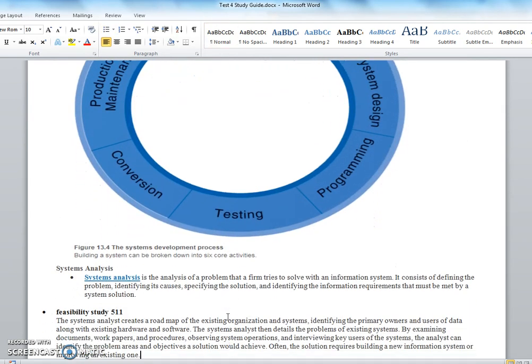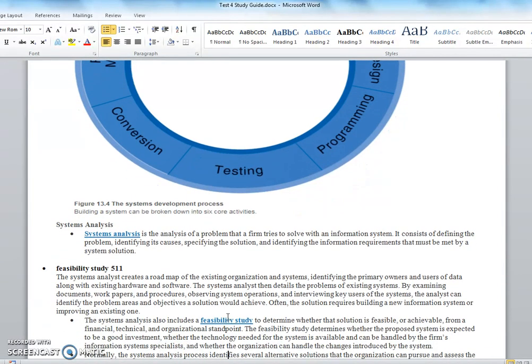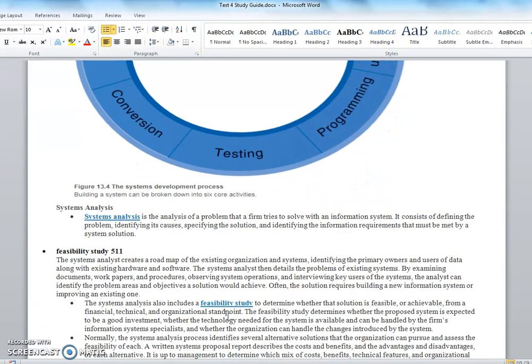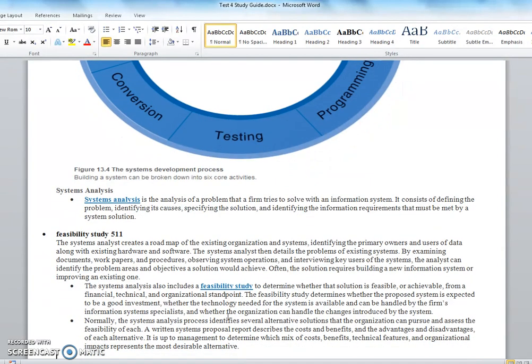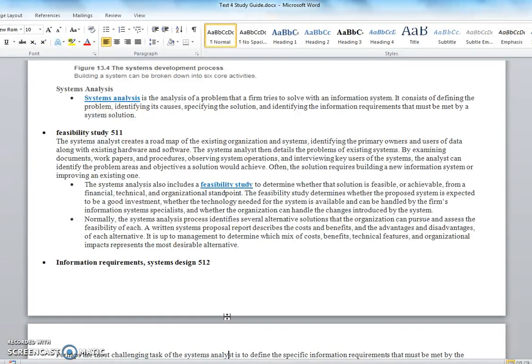Systems analysis is the analysis of the problem that a firm tries to solve within IS. It consists of defining the problem, identifying its cause, specifying the solution, and identifying the information requirements that must be met by the system solution. So that is systems analysis: the analysis of a problem that a firm tries to solve within an information system. It consists of defining the problem, identifying its causes, specifying the solution, and identifying the information requirements that must be met by a system solution.